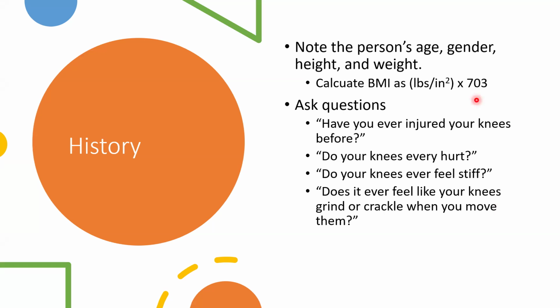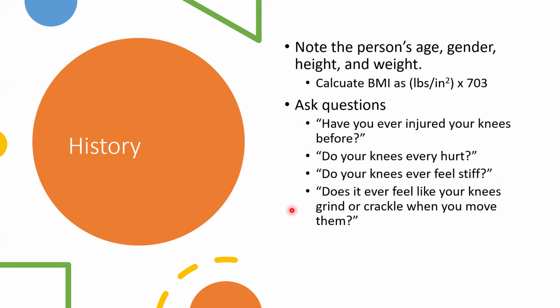Most of you are probably familiar with BMI as kilograms per meter squared. But if you're just asking people their height and weight, they're probably going to give you pounds and feet. So it's always good to remember you can calculate BMI as a person's weight in pounds divided by their height in inches squared, and then multiply the whole thing by 703. That will give you the same BMI measure, and that way you don't have to go about converting to meters and kilograms.